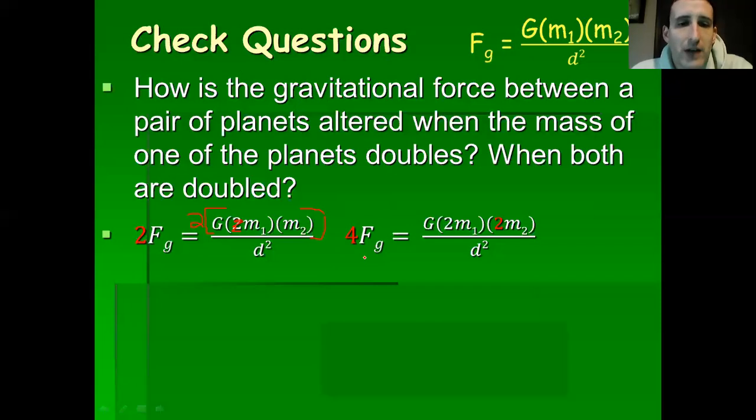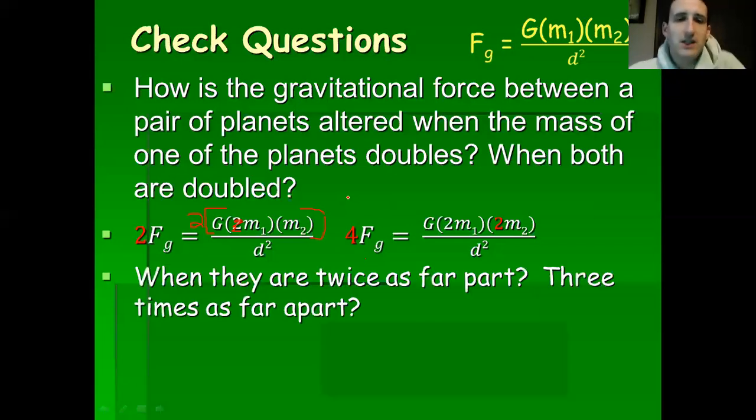But what would happen if we were instead messing with the distance? It's an inverse square law. So it's inverse: we're dividing by the distance, and we're squaring the distance. So what if the planets, which have gone back to their original masses now, are twice as far apart? Twice as far apart. So we have this expression, and we put in 2d instead of d. What is that going to look like?